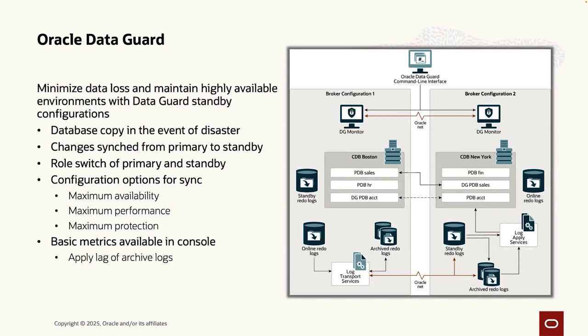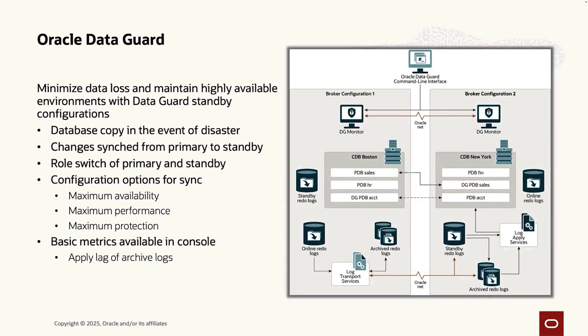One would be maximum availability. So this offers the highest level of data protection without compromising the primary database performance. So really, it's synchronizing your data between the standby and the production database, and you're ensuring no data loss in the event of a failure, but you're not syncing and validating writes from the standby to production. So you have the highest performance available there. Maximum availability, sorry. So you're synchronizing there.